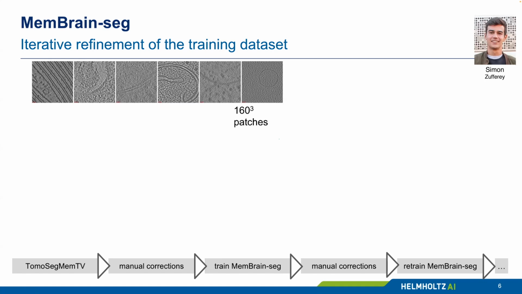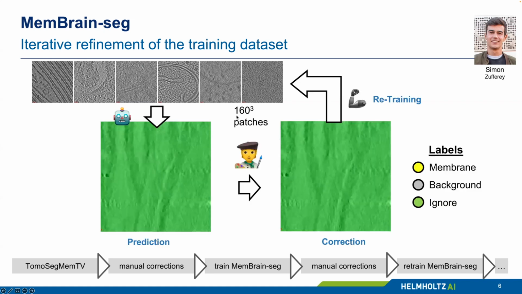And I think this is still a lot of work in these small patches, but it's really impossible if you want to try to do that in a full tomogram. There, I think it's impossible to guarantee that each voxel is correctly annotated. And what we did then was this.